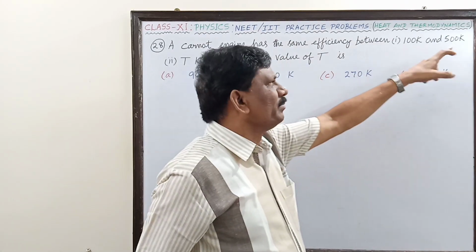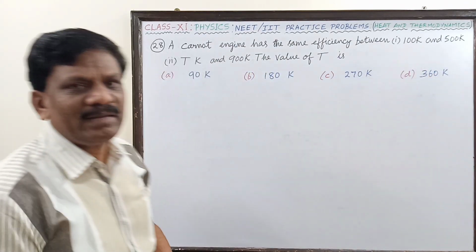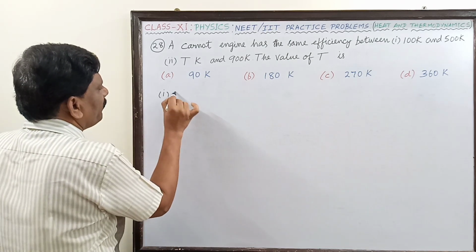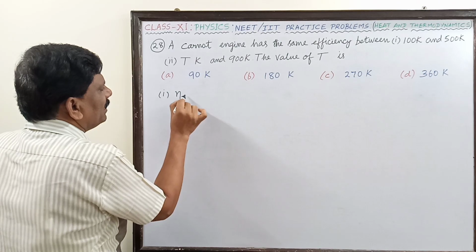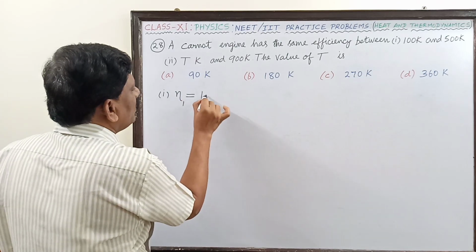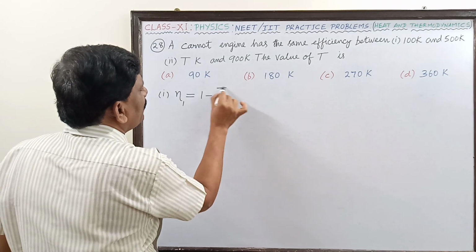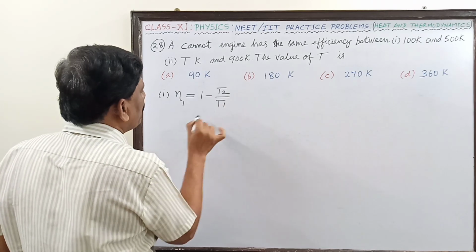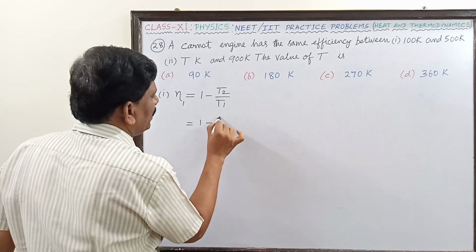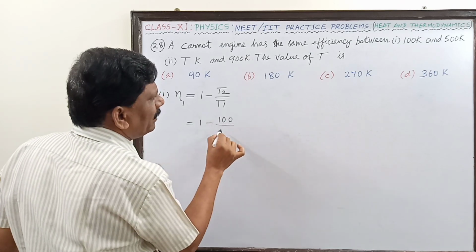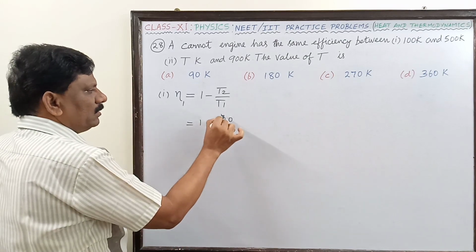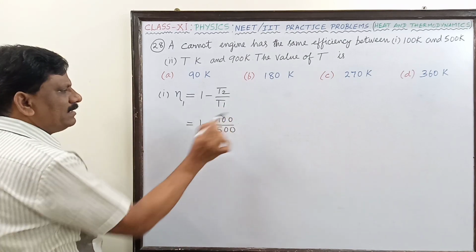500K is the higher temperature T1 and 100K is the lower temperature T2. So in the first case, the efficiency of the engine is equal to 1 minus T2 by T1. So this is equal to 1 minus 100 divided by 500. Let it be as it is.